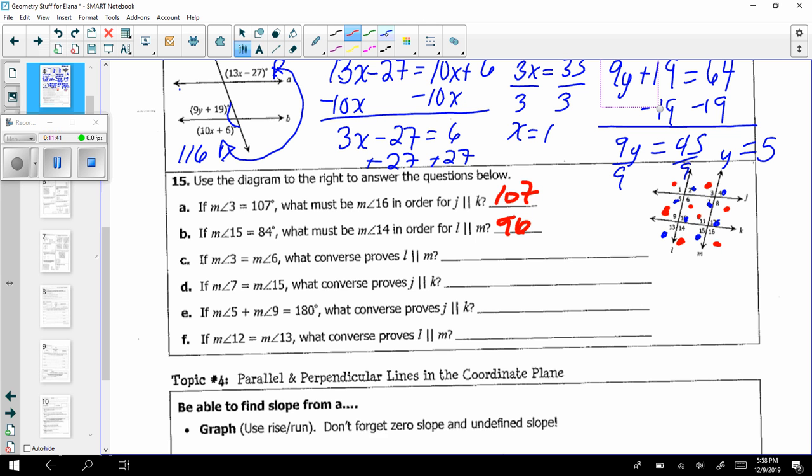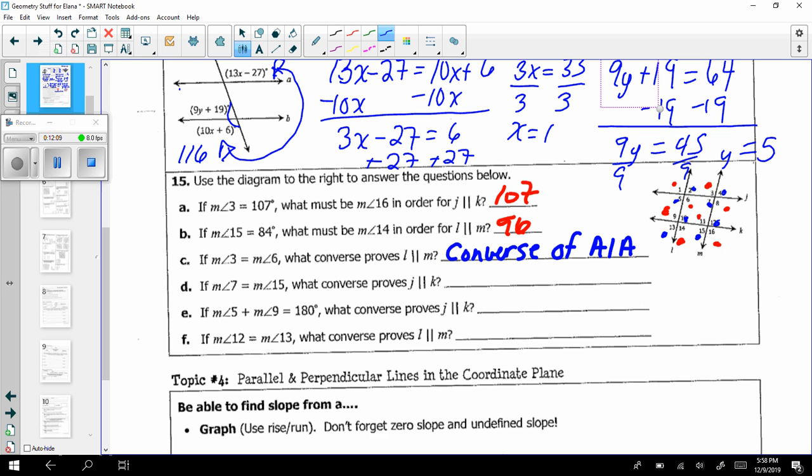And then we have angle 3 is congruent to angle 6. What converse proves that those angles are congruent? Now remember, what type of angles are they? Those are alternate interior, so it's the converse of alternate interior angles.